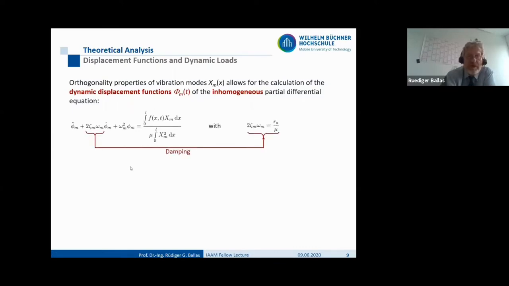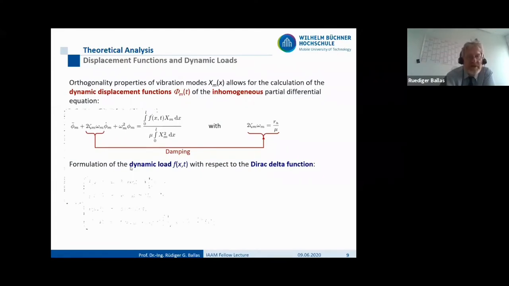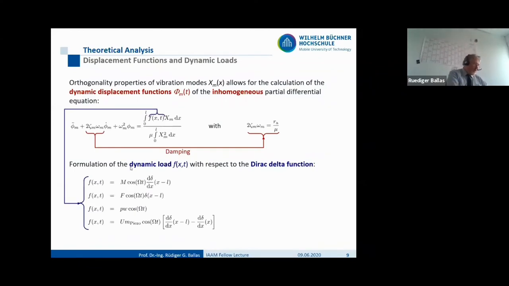If we do that, we find a damping term, and the dynamic load F_x of t can be formulated with respect to the Dirac delta function. It's very easy. You only have to know where your extensive quantity is acting. The bending moment acts at the bender's tip, the force acts at the bender's tip, and the pressure P is acting over the complete length of the bender surface. And then you also have a voltage U that is always acting over the complete length of the PZT layers. Moment, force, pressure, and voltage.